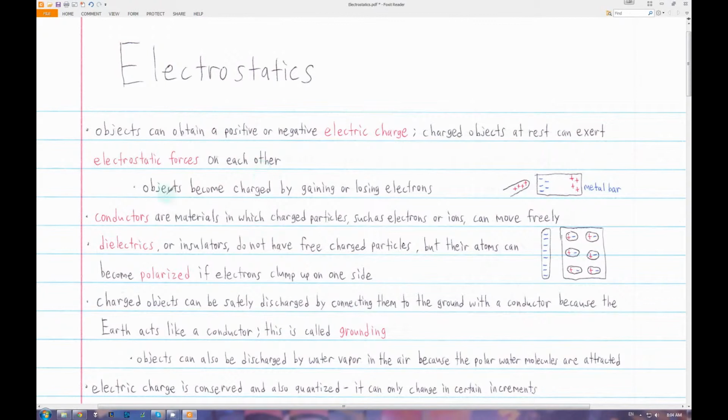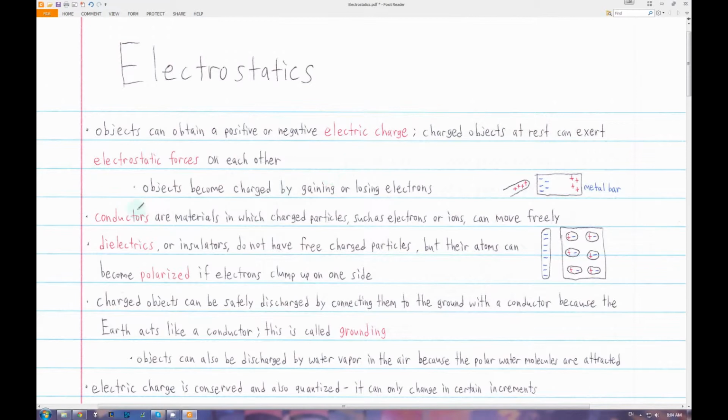So these objects become charged by gaining or losing electrons. For example, when you rub two objects together, there can be a transfer of electrons from one object to the other, making them attract each other.